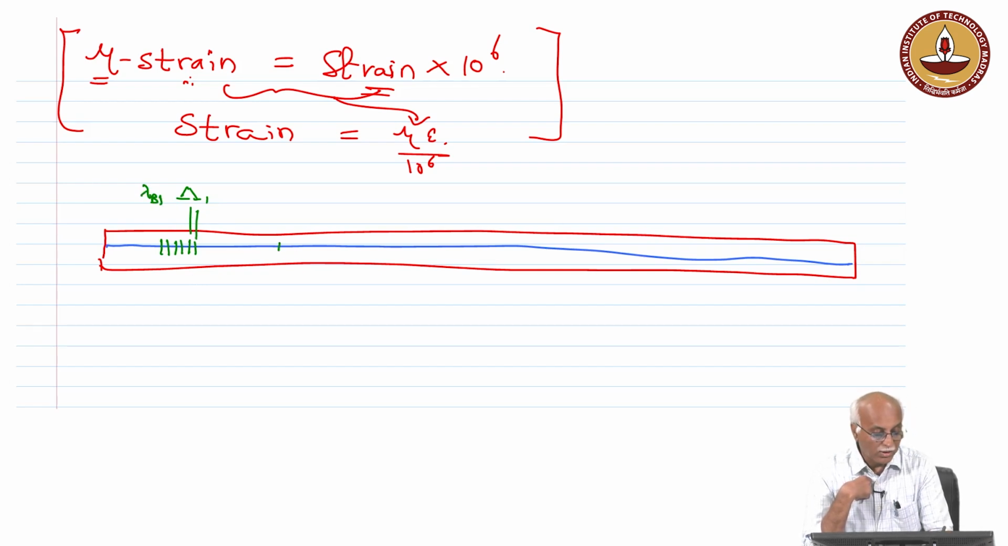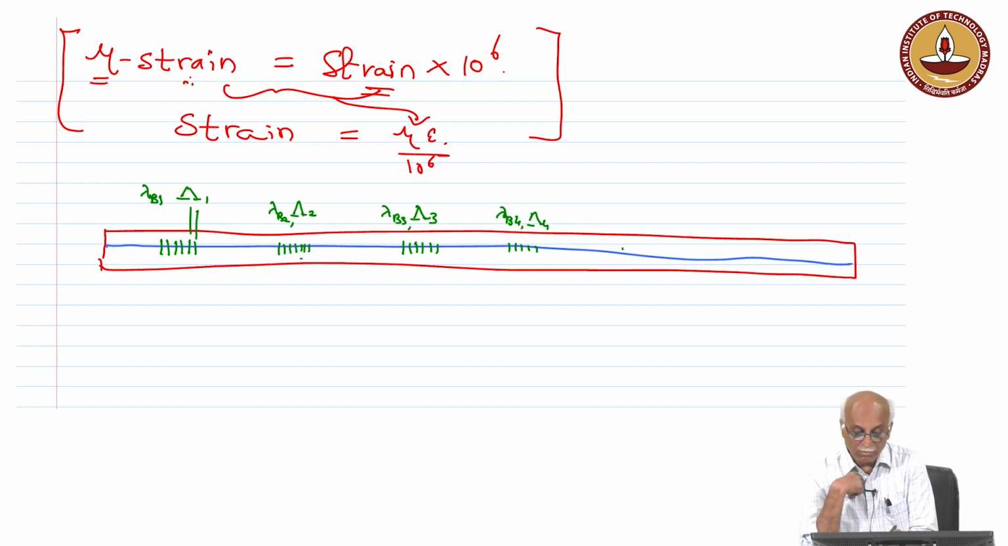Now, we can induce another grating period over here with grating period lambda 2, and correspondingly lambda b 2 as the Bragg wavelength. Then similarly lambda 3, similarly. It is possible, so they are placed at different positions.